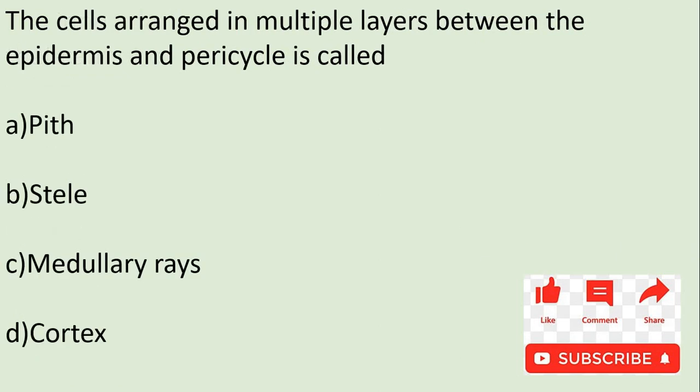The cells arranged in multiple layers between the epidermis and pericycle are called A. Pith. B. Stele. C. Medullary rays. D. Cortex.